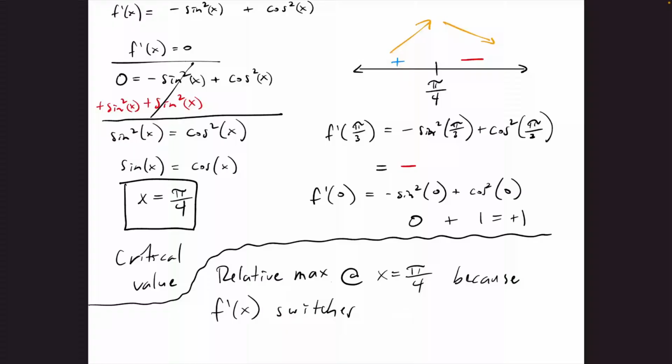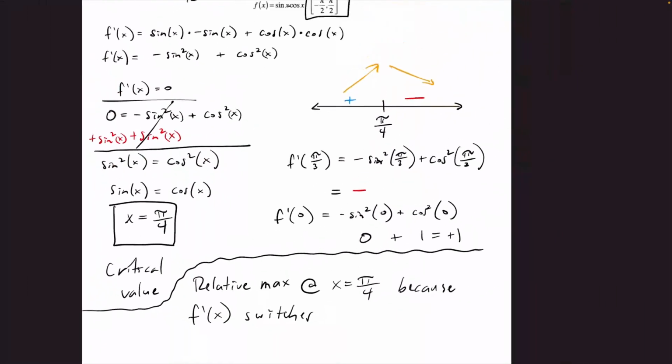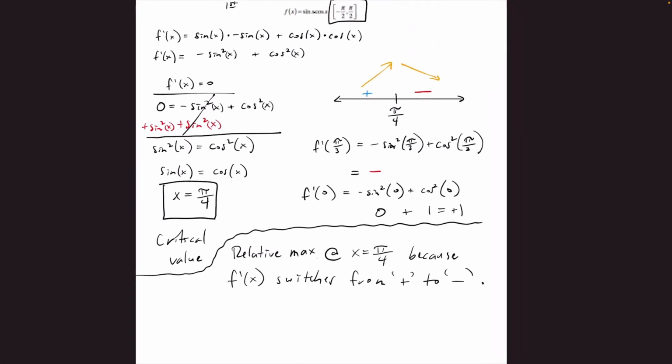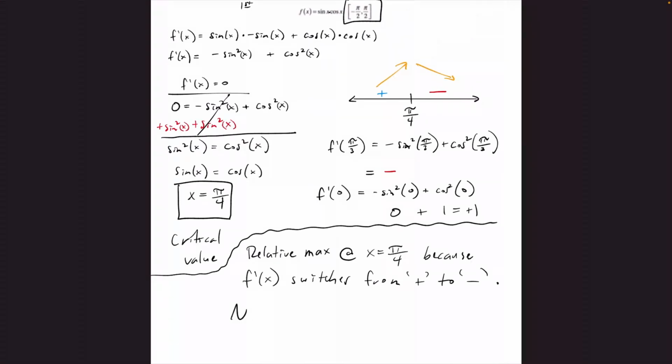Okay. So relative max at pi over 4 because f prime switches from positive to negative. I am not finding everything, guys. So what about the relative minimum? There is none. So we got to put that too. No relative min. Or does not exist, whatever. Okay, yeah, that's fine.